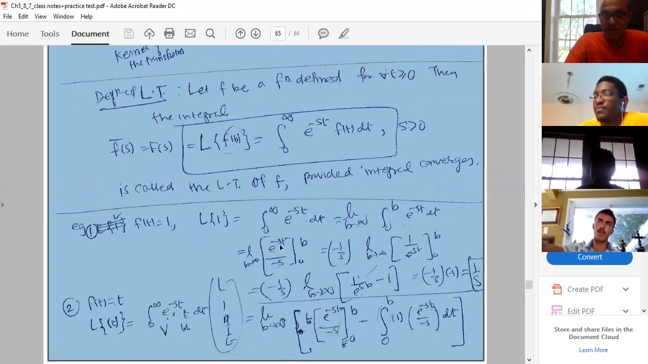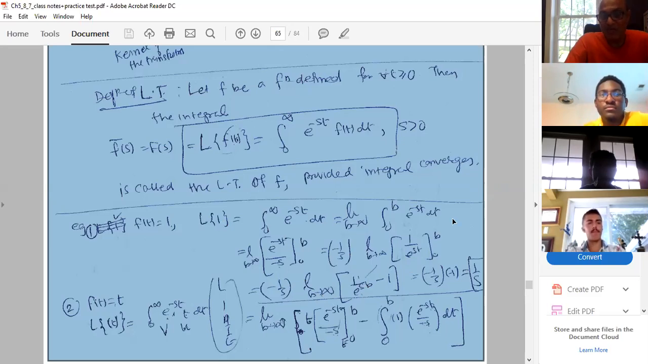1 over e to the power st can be written here, with the range 0 to b. Replace t by b and t by 0, second fundamental theorem of calculus. You're going to get 1 over e to the power sb minus 1 over e to the power 0, which is simply 1. Negative 1 by s is outside, don't forget this part. As b tends to infinity, 1 over e to the power infinity is 1 over infinity, which is 0. So 0 minus 1 is negative 1, and the negative becomes positive 1. So I'm getting just 1 by s.